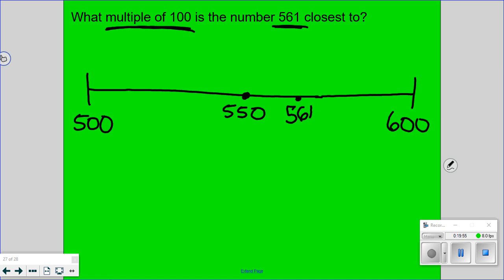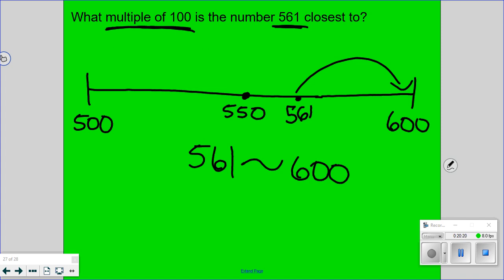Which endpoint is 561 closest to? Look at it. We can tell just by using our eyeballs. Balaam? 600. There we go. So let's write our math symbols. 561 is about 600. 561 is about, with that math symbol, 600. That's the sentence that matches that math sentence. Those mean the same thing.